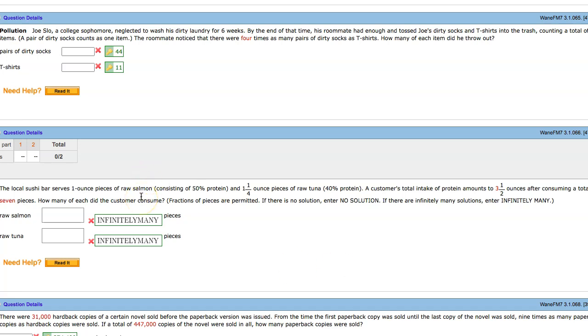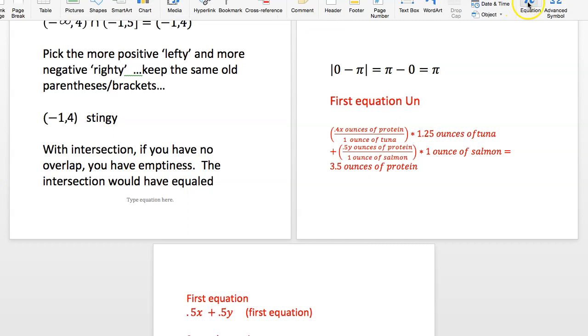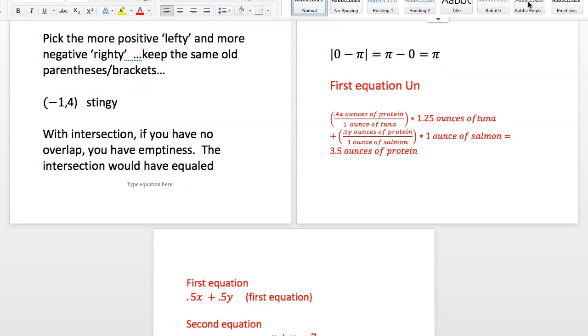Now, we eat 7 pieces. So, that's just x plus y equals 7, right? That's all that is. That's it. Pieces is trivial. So there's not much you can say there. The second equation is so easy. The first equation was so mean. The first was mean, second's nice. That's just x plus y equals 7. And let me get it to the left there.